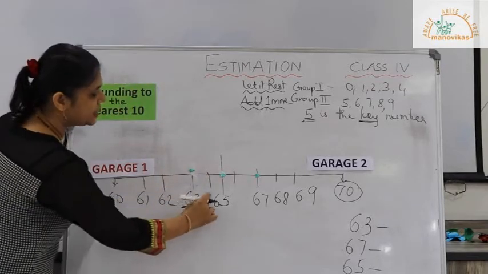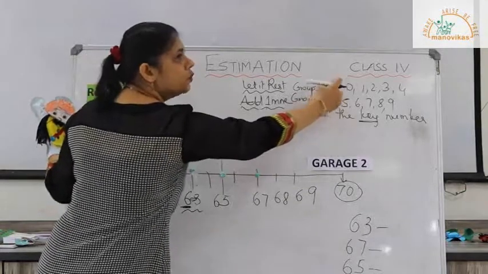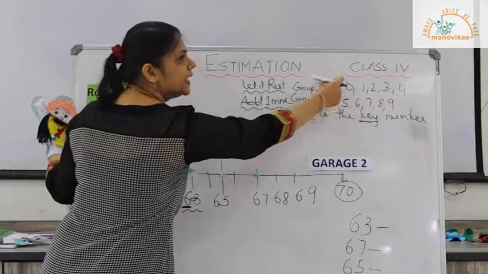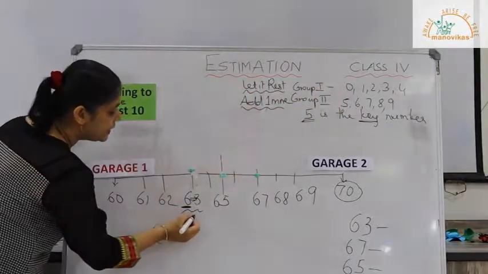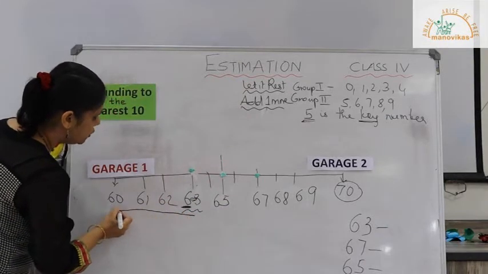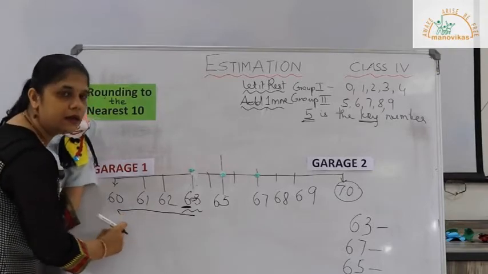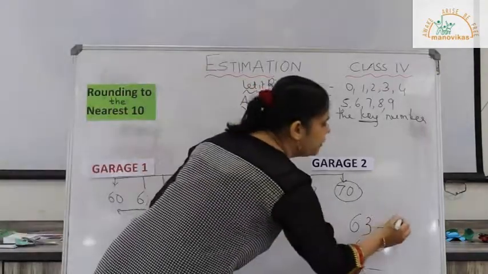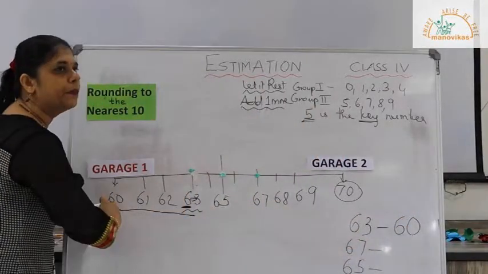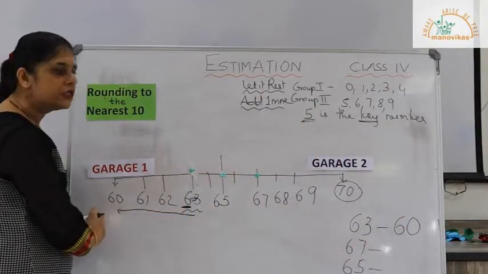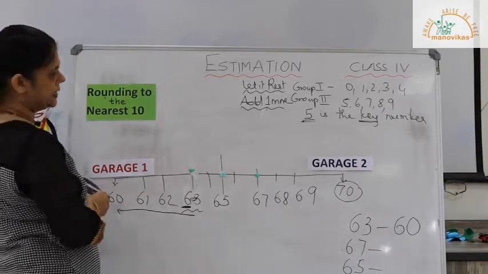Now this digit 3 lies in which group? It is in group 1. So we will not increase the digit in the tens place and allow it to rest. Hence 63 is rounded down to the previous 10, which is the closest here, and 63 will be rounded to 60, which is the closest, the previous 10. Have you understood? Now look at the next case.